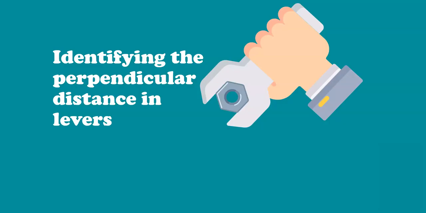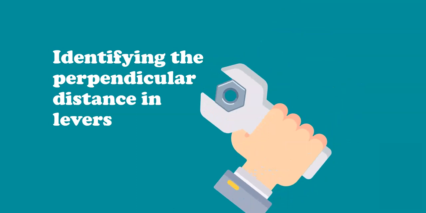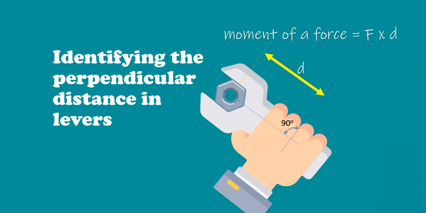Many students find that examination questions relating to this topic always appear to be very difficult. Actually, the moment of the force concept is very simple. You only need to know the magnitude of the force and the perpendicular distance from the pivot to the line of action of the force.